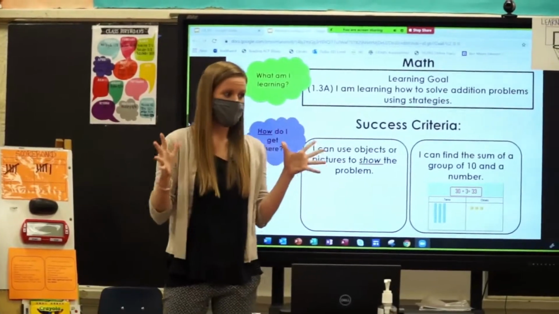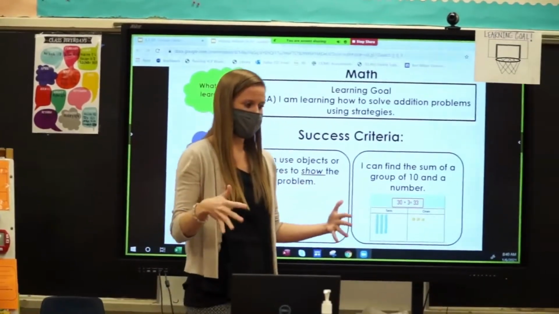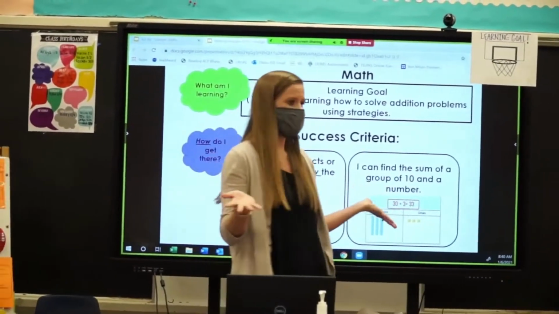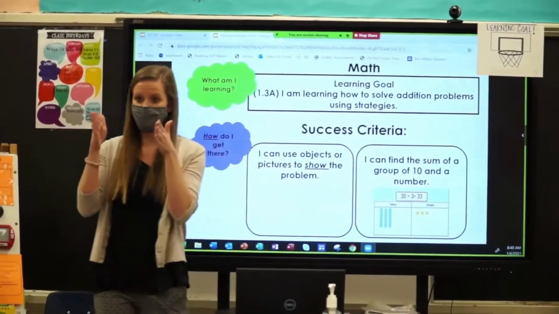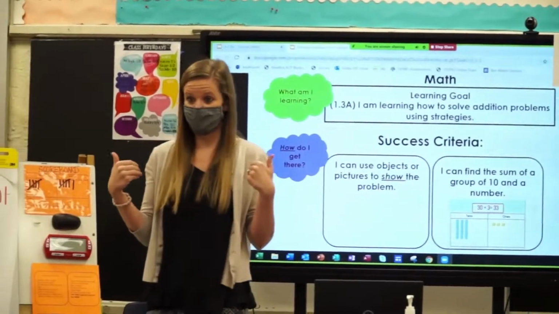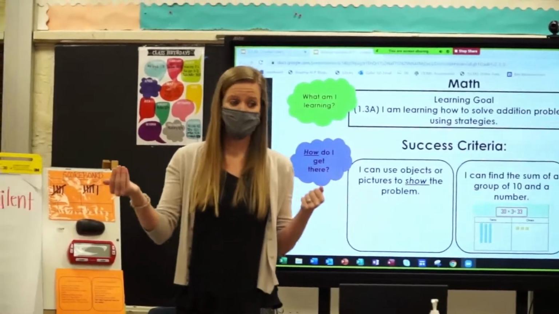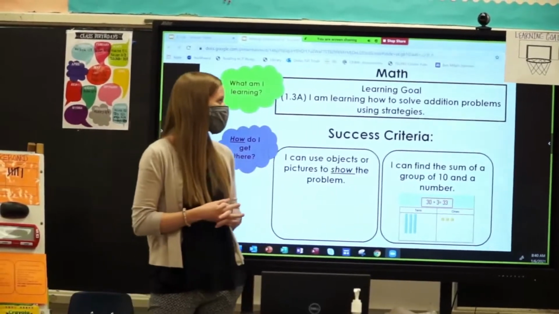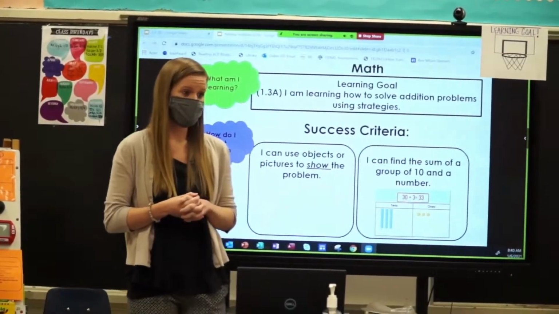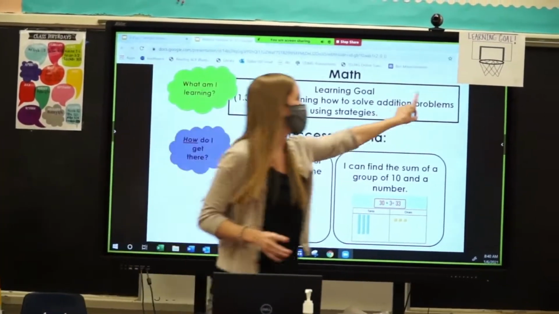We need to know our big goal. If we're playing basketball and we have no idea where the hoop is, are we going to be able to score a goal? No. We've got to figure out where that goal is, and we have to know what our goal is and how we get there. Our learning goal today is I am learning how to solve addition problems using strategies. That is our big goal.